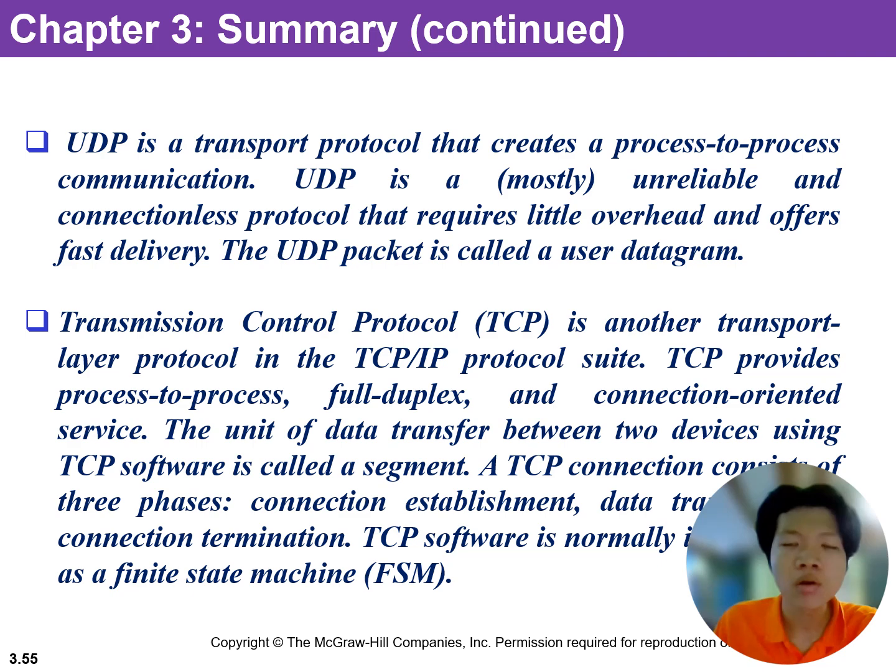Transmission Control Protocol, or TCP, is another transport layer protocol in the TCP/IP protocol suite. TCP provides process-to-process, full-duplex, and connection-oriented service. The unit of data transfer between two devices using TCP software is called a segment. A TCP connection consists of three phases: connection establishment, data transfer, and connection termination. TCP software is normally implemented as a finite state machine.